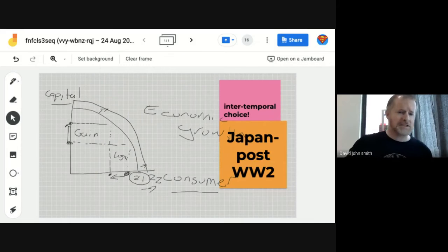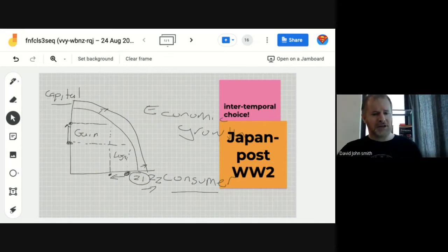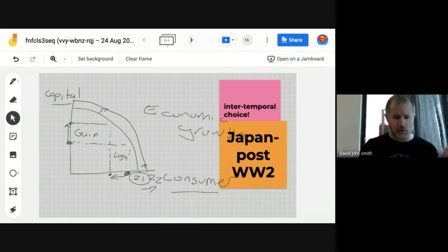The reason why I'm saying Japan post-World War II is because you might be familiar with this concept, but after World War II, Japan was an absolute mess, right? It was kind of knocked all the way back to the Stone Age. Their entire economy was in ruins.